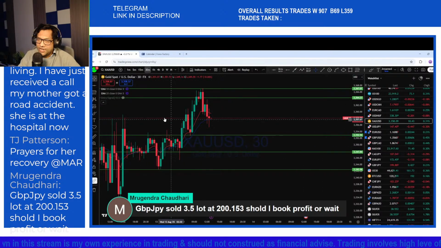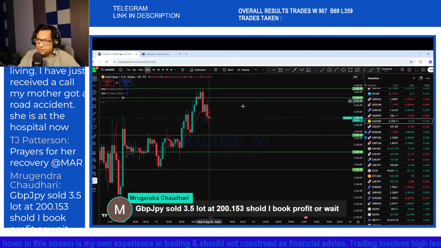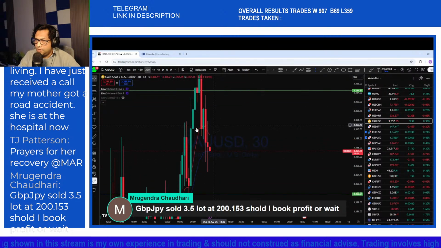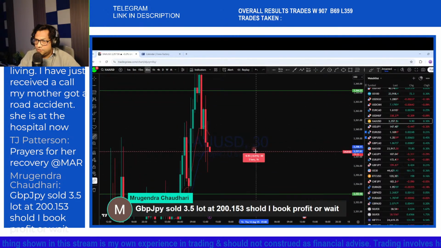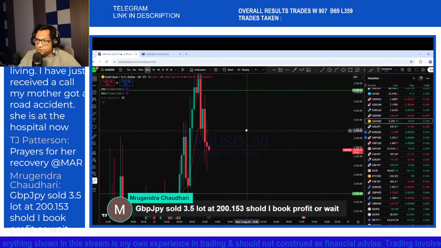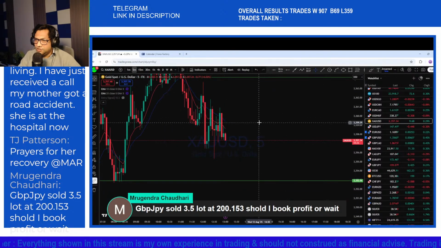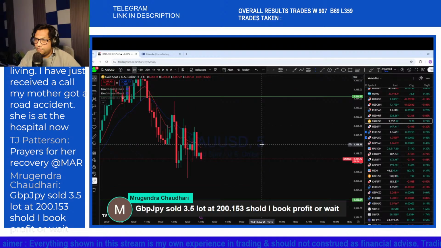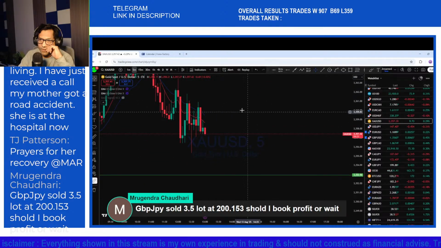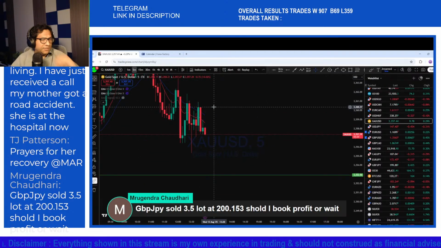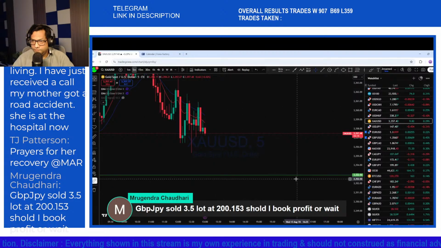Going back to gold, there's a candle close here, and that candle close, if we look at the 5 minutes, head and shoulder can give the price back below here to this support level.